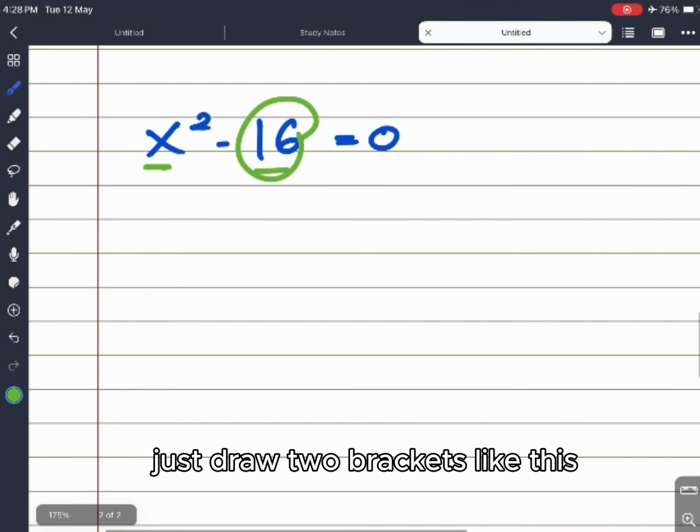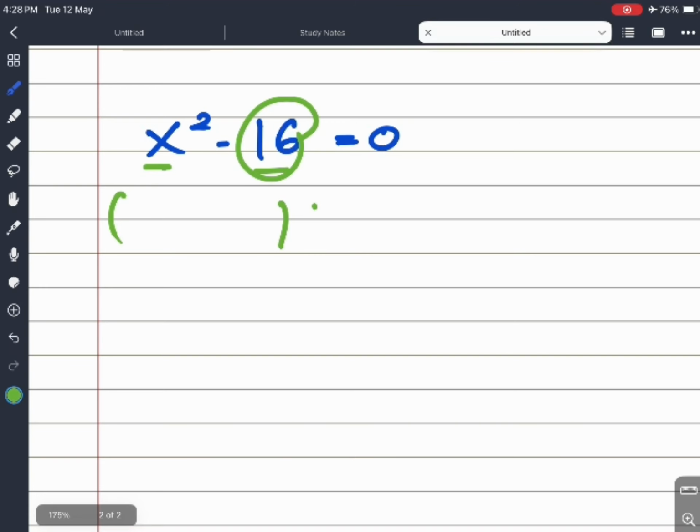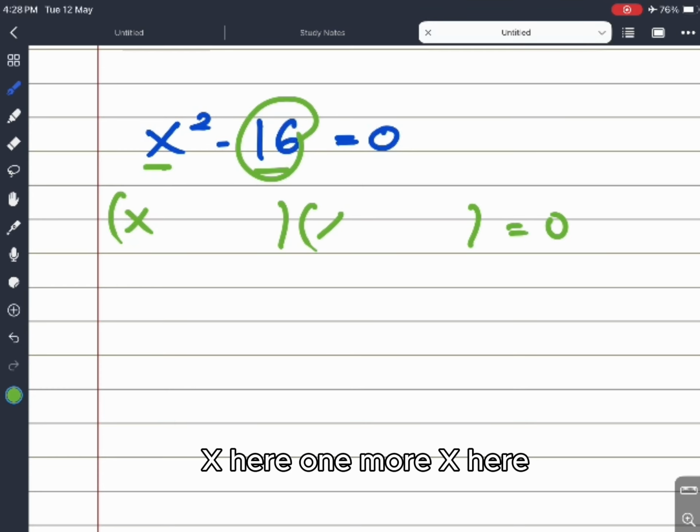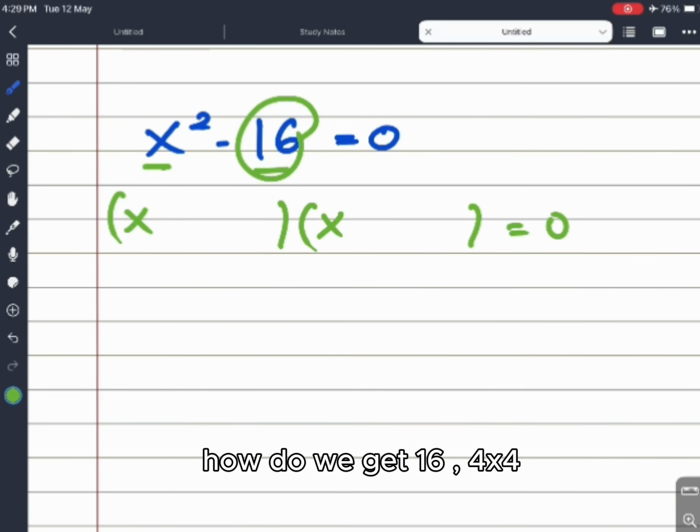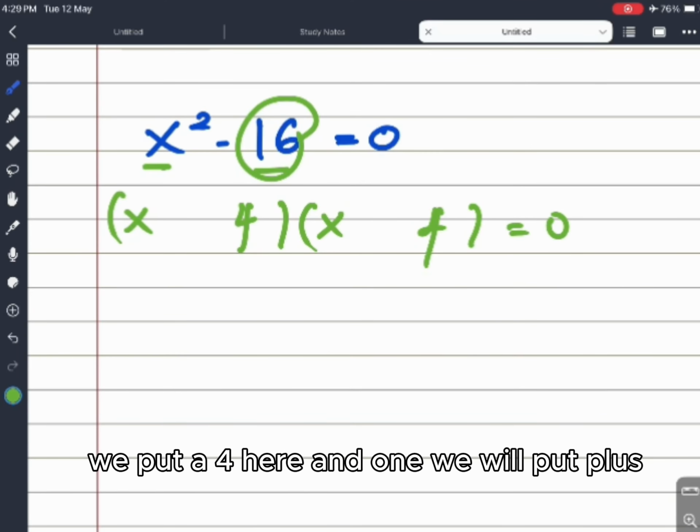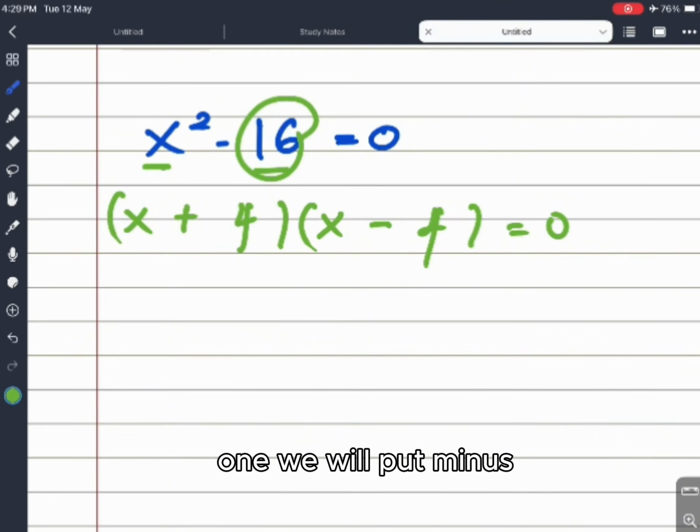Just draw two brackets like this. x here, one more x here. How do we get 16? 4 times 4. We put a 4 here, we put a 4 here. And one we will put plus, one we will put minus.